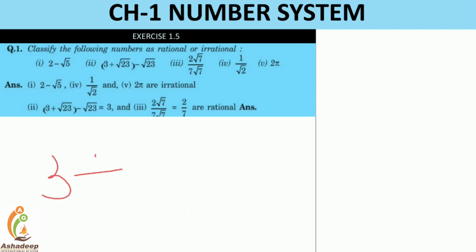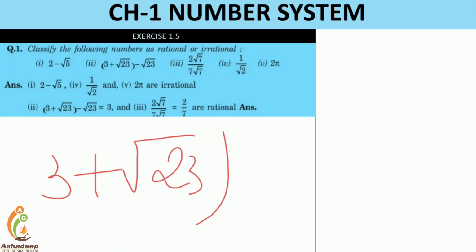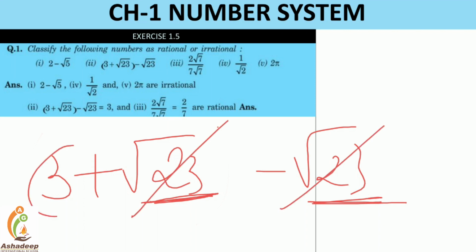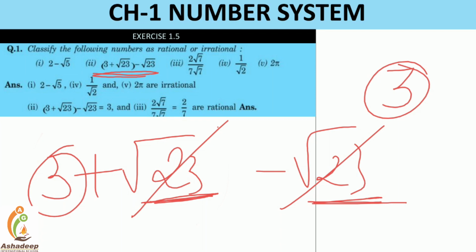Now here it's 3 plus square root of 23 and minus square root of 23. If I remove these brackets, this is going to be plus x minus x, or you can say 1 minus 1, or 23 minus 23. 23 minus 23 is going to be 0. So what is the answer? The final answer is 3. Now we need to focus on 3. Is it an irrational number or a rational number? It is a rational number, right? So this is nothing but a rational number.